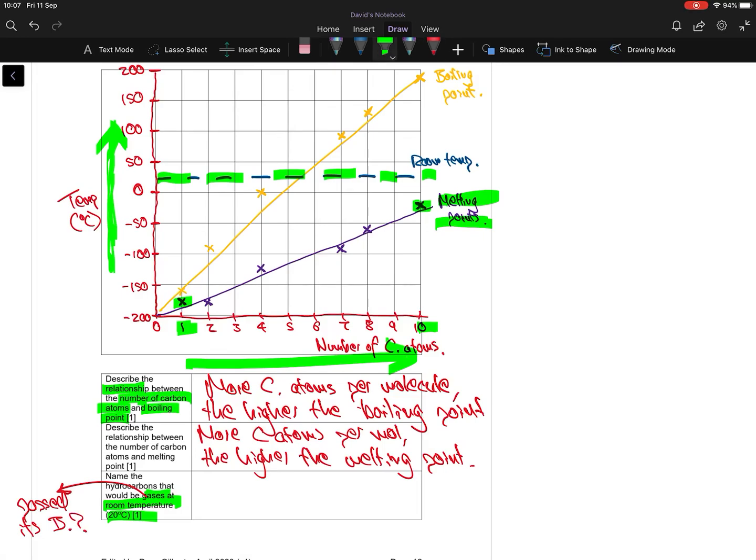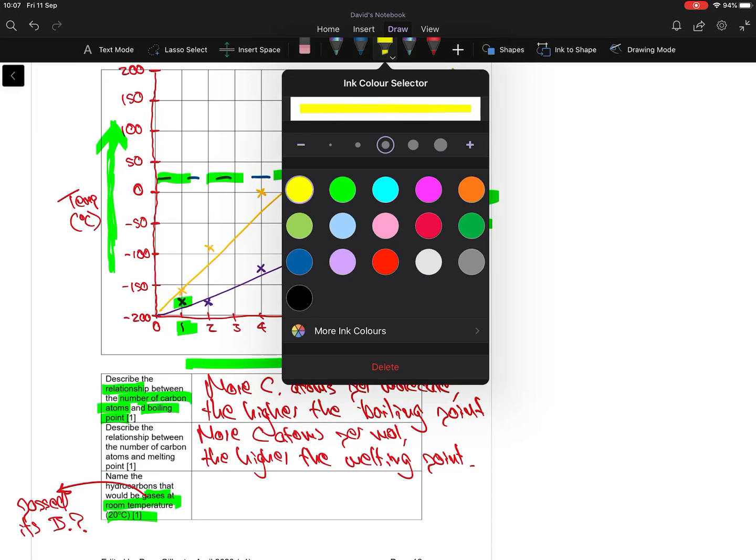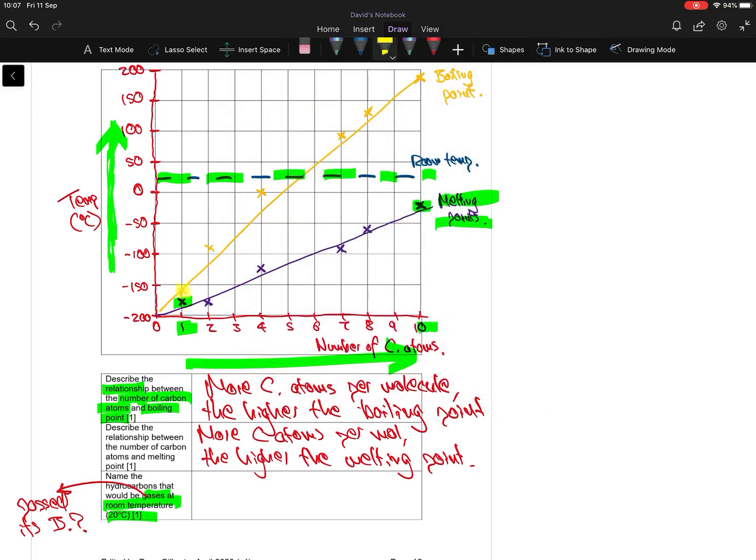So what is the name of the 3 hydrocarbons that have already passed their boiling point before they reach room temperature? So it's asking you for the names. If you look back at the table, you'll see the names. For 1 carbon atom per molecule, it's methane. For 2, it's ethane. And for 3, it's butane. And then turn over to see there's 2 more questions.